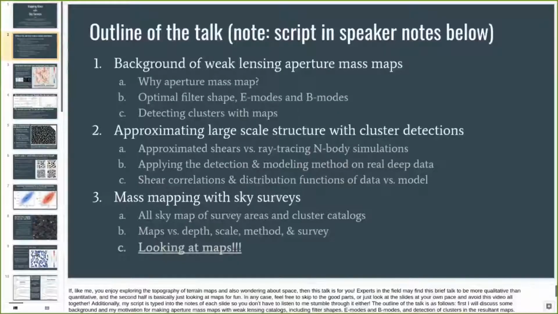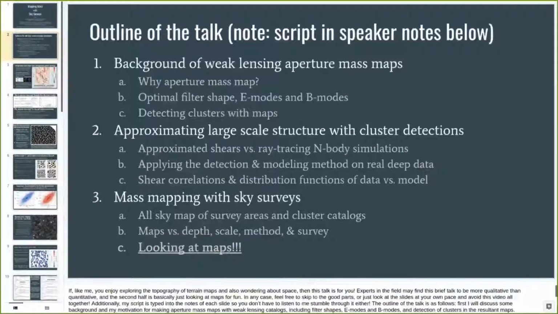If, like me, you enjoy exploring the topography of terrain maps and also wondering about space, then this talk is for you. Experts in the field may find this brief talk to be more qualitative than quantitative, and the second half is basically just looking at maps for fun. In any case, feel free to skip to the good parts or just look at the slides at your own pace and avoid this video altogether. Additionally, my script is typed into the notes of each slide, so you don't have to listen to me stumble through it either.